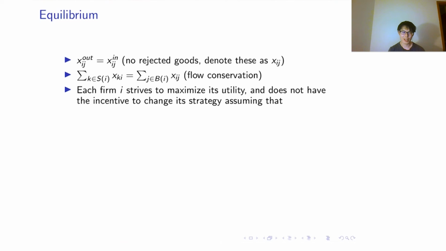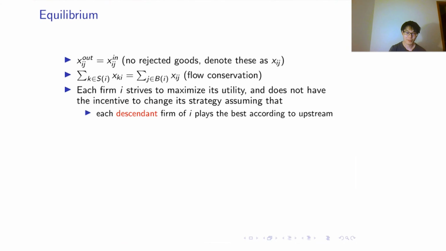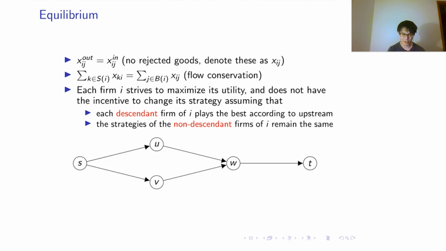Now, for each firm I, the objective is to maximize its utility. And we say that at an equilibrium, each firm does not have the incentive to change its strategy based on two assumptions. First, each descendant firm of I plays the best response according to the upstream. And second, the strategies of non-descendant firms remain the same. So this is for each firm I. So if this holds for all I's, then we say that it's an equilibrium.